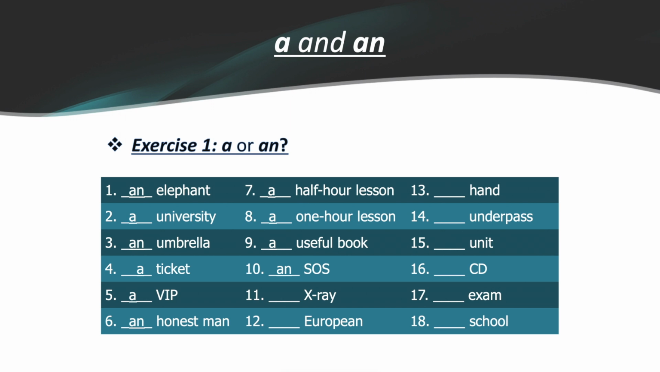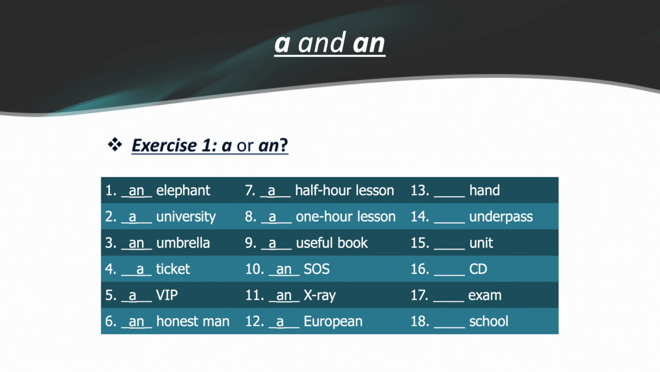The point is that the first sound in SOS is a vowel sound. It sounds like a short E. So we have to say an SOS. Okay, let's keep going. Number 11, an X-ray. This is the same thing we had to do with the last one. X starts with the same short E sound as S. So we have to say an X-ray.